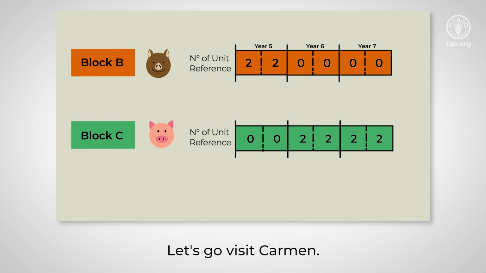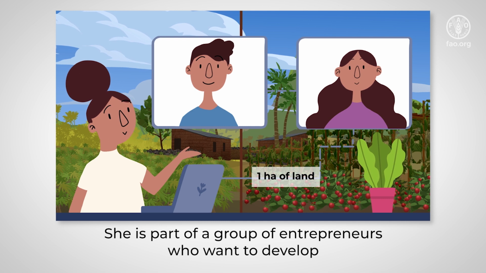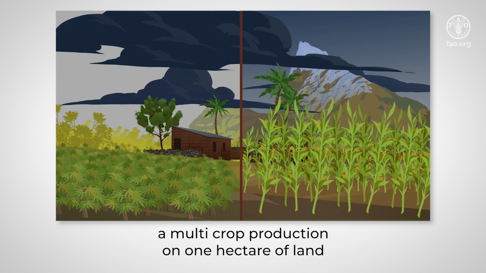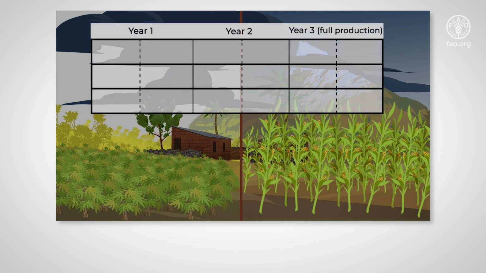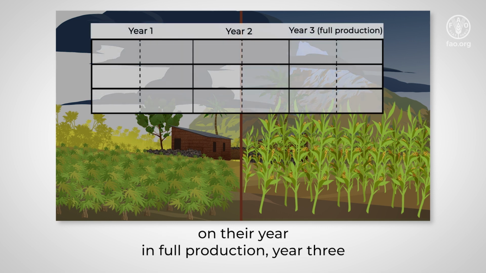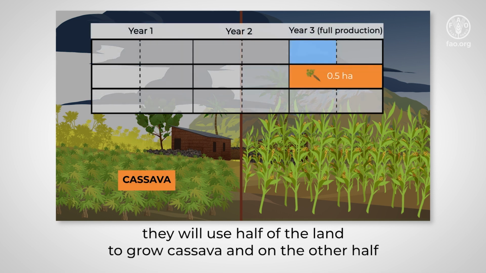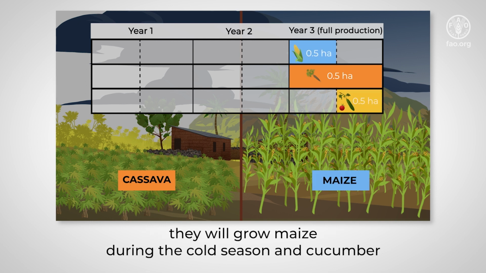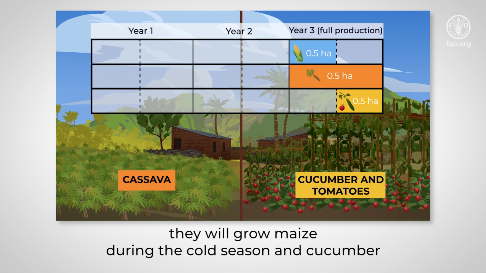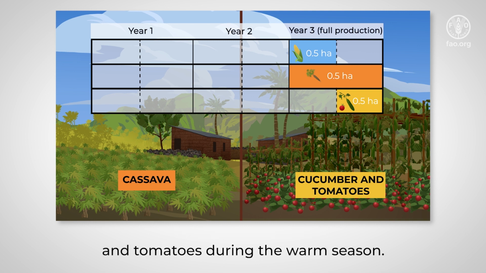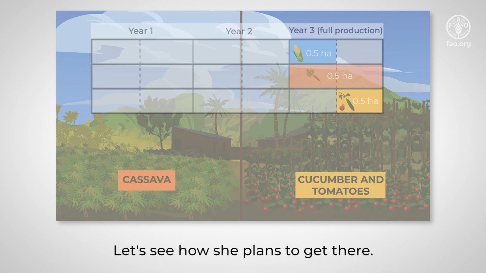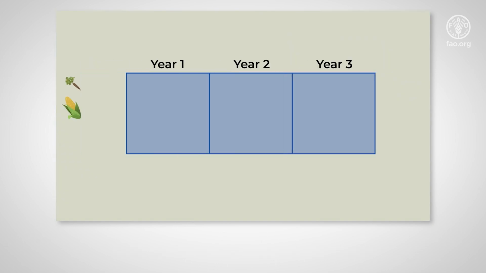Let's go visit Carmen. She is part of a group of entrepreneurs who want to develop a multi-crop production on 1 hectare of land. On their year in full production, year 3, they will use half of the land to grow cassava, and on the other half they will grow maize during the cold season and cucumber and tomatoes during the warm season. Let's see how she plans to get there.